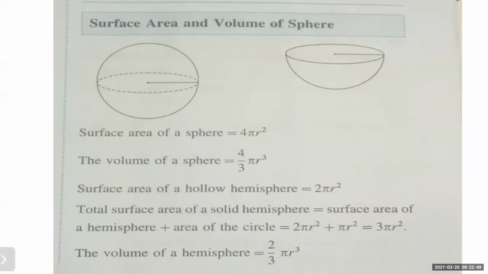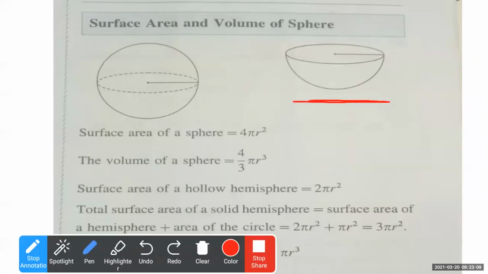So here different formulas are there. Surface area of a sphere, the whole sphere, is 4 pi r square. Volume of a sphere is 4 upon 3 pi r cube. Then surface area of a hollow hemisphere. Hemisphere means the half sphere.